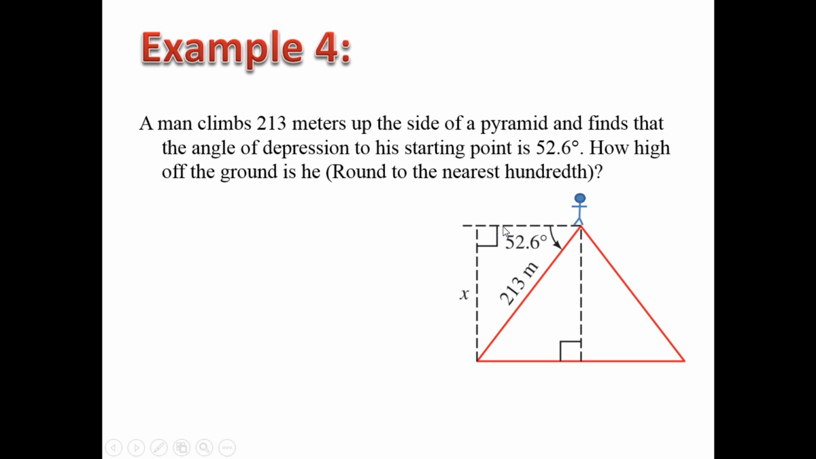So one thing that we notice, this one is the angle of depression. And the hypotenuse is 213 meters, or you can say that's the slant height of the pyramid. And then x, the actual altitude or the height of the pyramid, that's what we need to find out. So this one is the base angle, this one is the hypotenuse, and it looks like we need to find the opposite. So that means we need to apply sine of theta. So sine of 52.6 degrees.